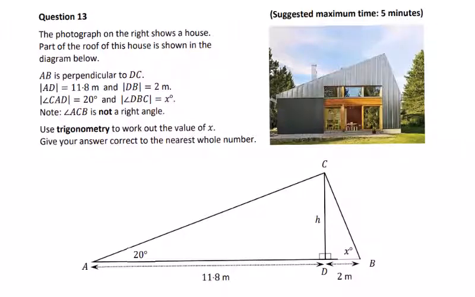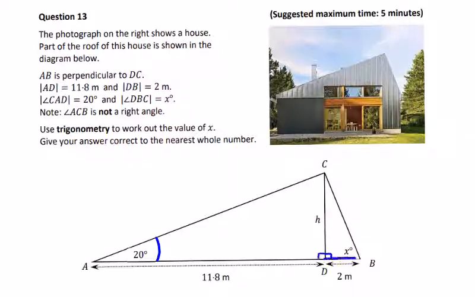Question 13. The photograph on the right shows a house, and part of the roof of this house is shown here in the diagram below. So we're given loads of information. We've 3 triangles, but we're told AB is perpendicular to DC, which is why we have these right angles here. And we have AD is 11.8 and DB is 2. We have the angle 20 in here, and we're asked to use trig to work out the value of x.